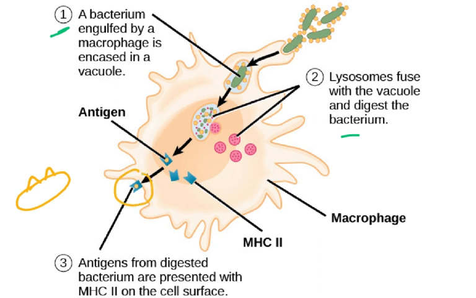So antigens from the digested bacterium. So this is the bacterium and these are the antigens on it, and they are presented, forget the MHC2, on the cell surface. Now this becomes an antigen presenting cell. This becomes an APC, antigen presenting cell, right?